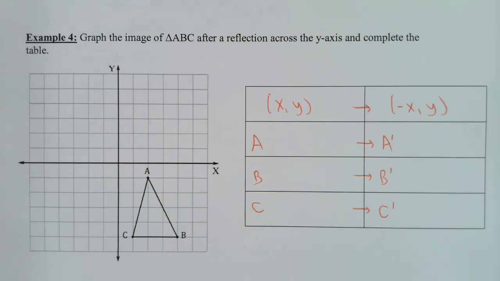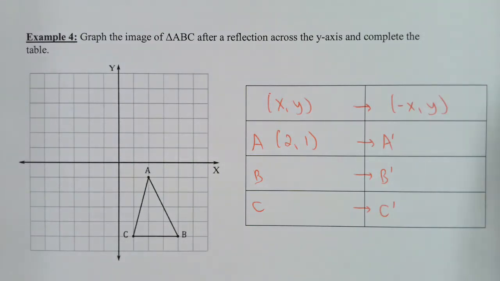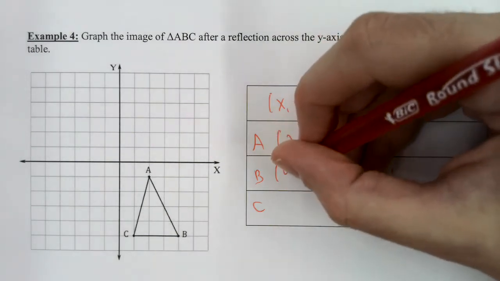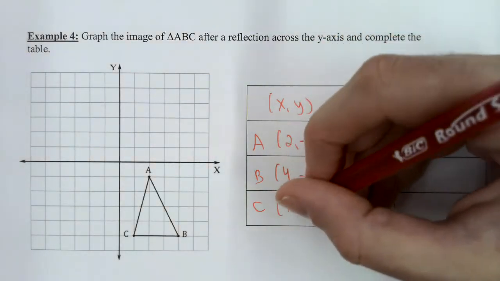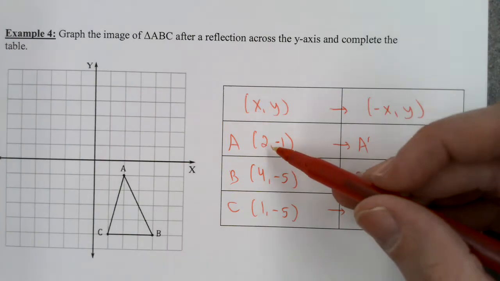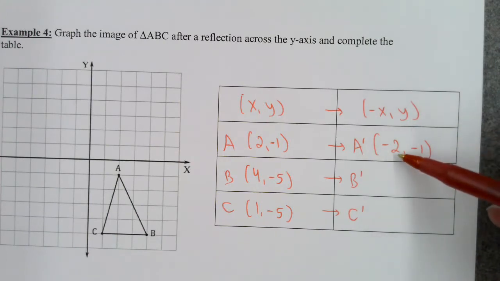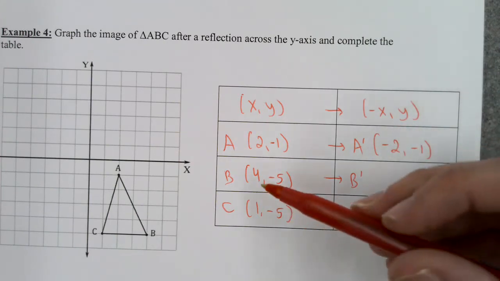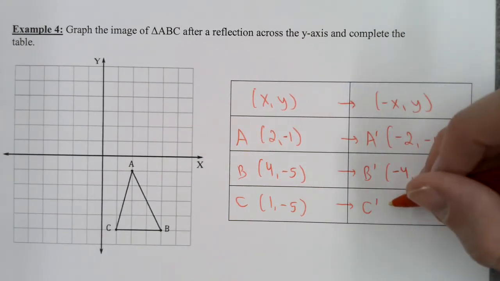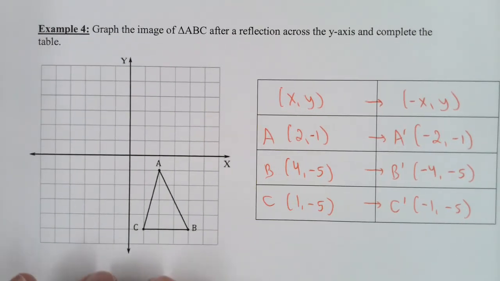Okay, so A, B, and C is the same as example 3, the same preimage. So A is at 2, negative 1. B is at 4, negative 5. And C is at 1, negative 5. So now take the opposite of the new X. So A, 2, negative 1, maps onto A prime, negative 2, negative 1, because you're taking the opposite sign of the new X. So B, 4, negative 5, maps onto B prime, negative 4, negative 5, and then C, 1, negative 5, maps onto C prime, negative 1, negative 5, and then graph each of those.